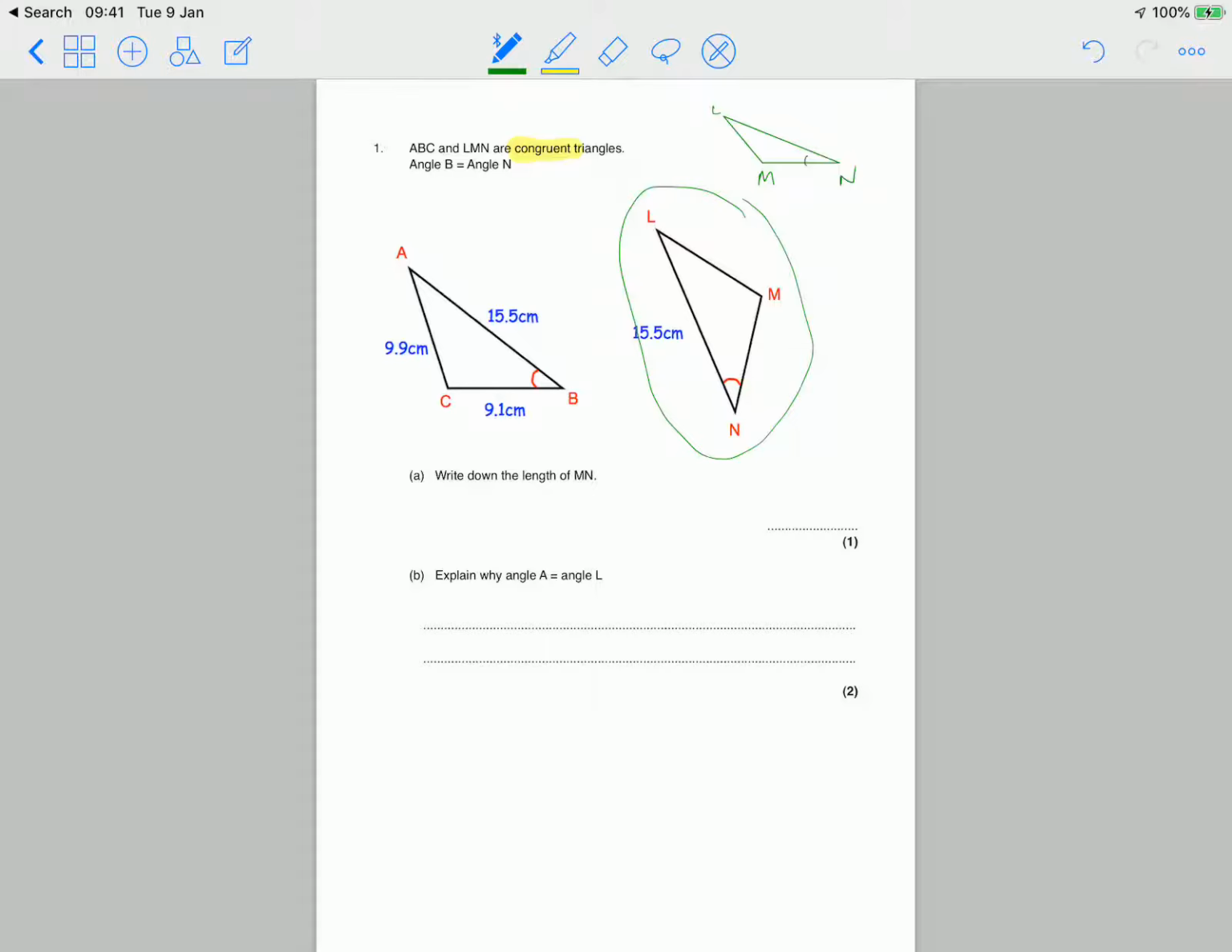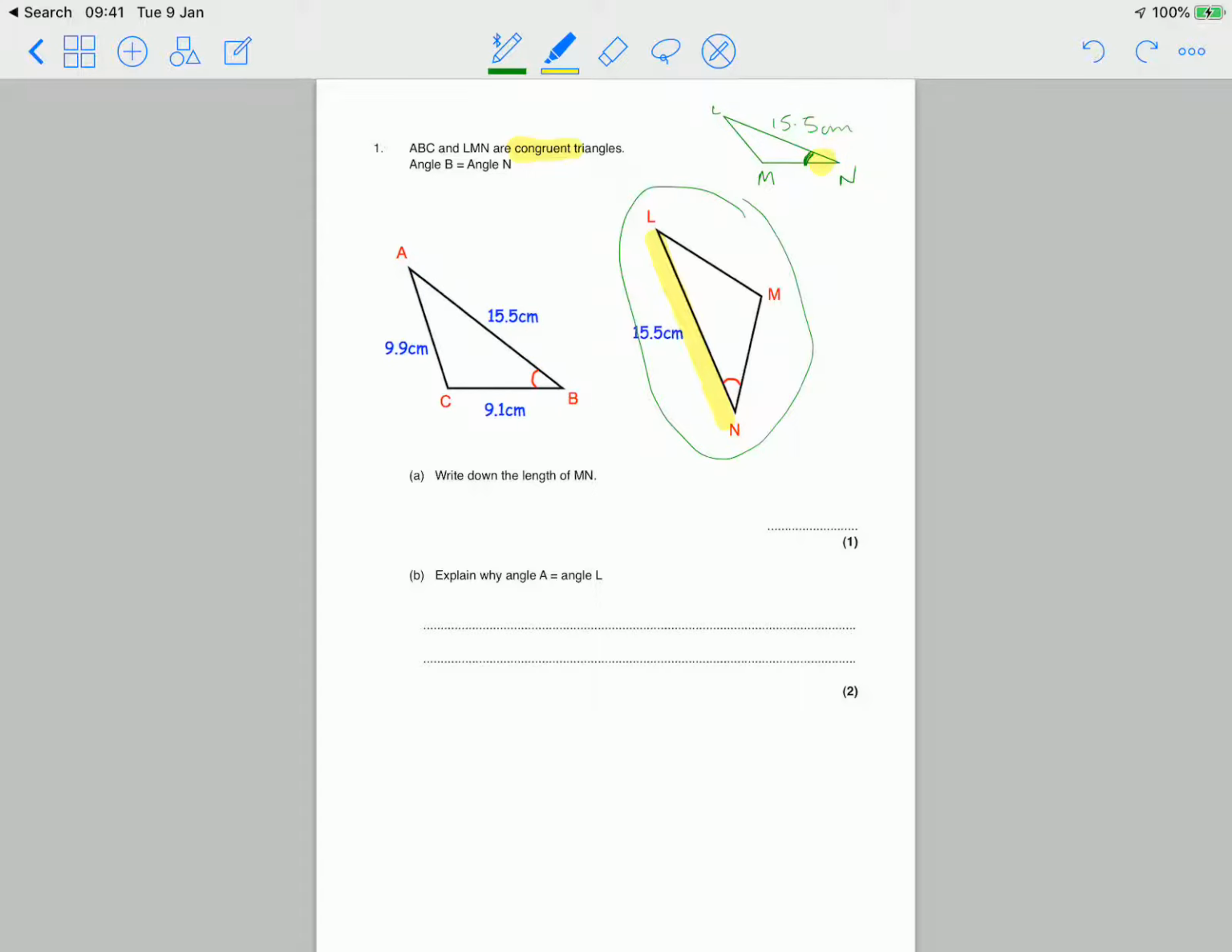I can see that LN is 15.5, because LN being 15.5 is taken straight from that picture there. And corner N, I chose to be here so that it corresponded in location to corner B. So LN corresponds to AB, corner B corresponds to corner N.